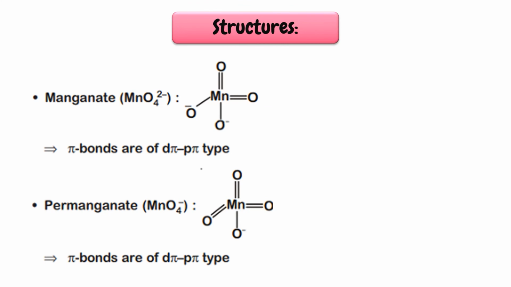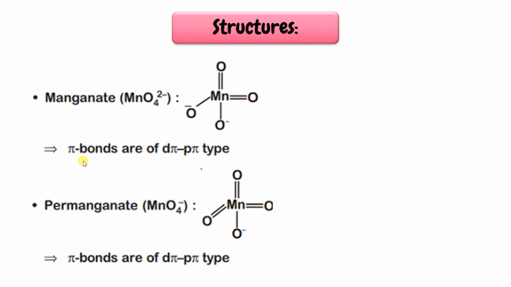structure. So this is manganate and then permanganate. Very well we know how to draw the structure. MnO4 minus, we will draw like this. Manganate, the maximum number of bonds will be equal to its valence electron, that is 7. Maximum 7 bonds it can make.